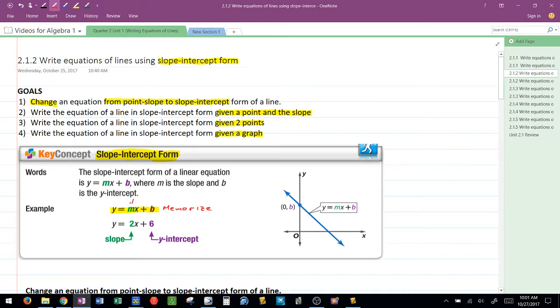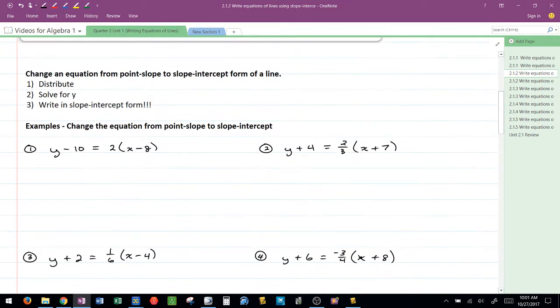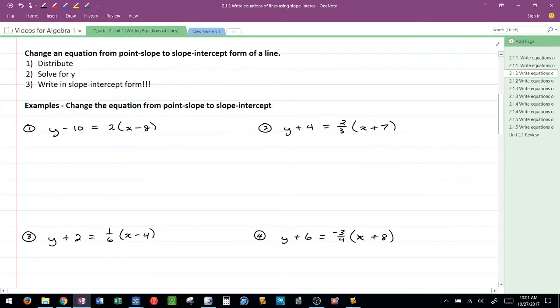The m is our slope. The b is our y-intercept. Okay, so let's look at the first task. The first task says, can you take something that is written in point-slope form and change it to slope-intercept form? To do this, I wrote 3 steps, but it's really 2 steps. Step 1 is distribute. Step 2 is to solve for y, or get y by itself. That's going to involve either adding or subtracting the piece that's over by the y.